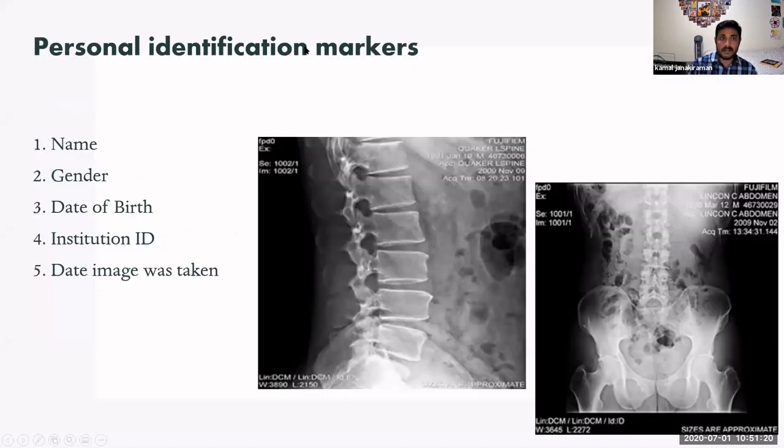Next, you should look for the personal identification markers. What are those? The name, there will always be the name. Then gender, you can see, male. Date of birth, this is the date of birth, 1951, Jan 19. Institution ID, this is the institution ID, and date image was taken, November 2009. So these are called the personal identification markers we should look for.